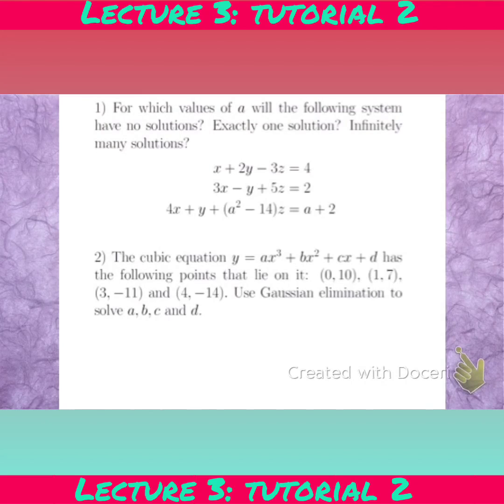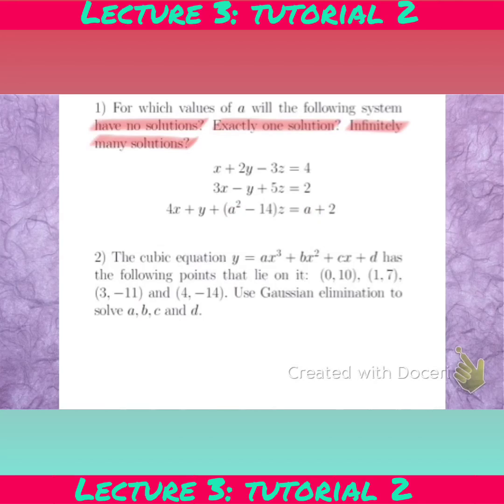Okay, so here we've got two tutorial questions which take into account everything we've done in section 1.2. Here they ask us for which values of A the following system will have no solutions, exactly one solution, or infinitely many solutions. You're given that unknown value A, and you need to determine for which values of A the system will have one of those three options.